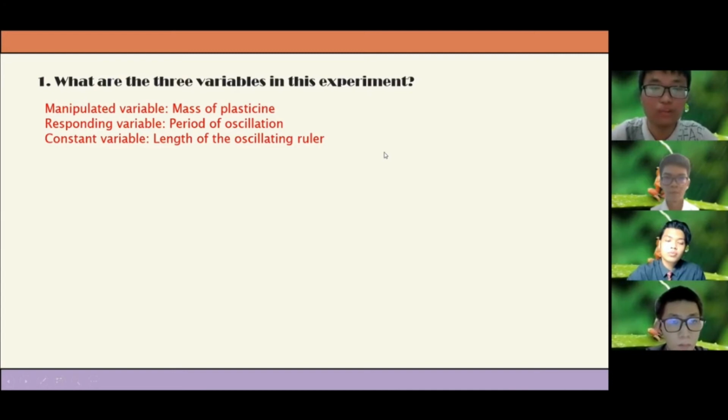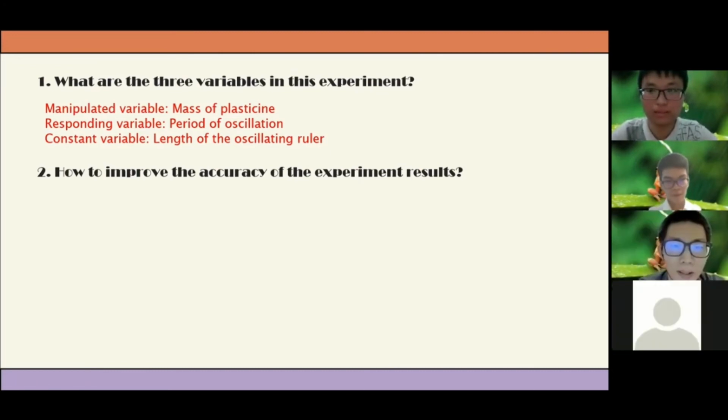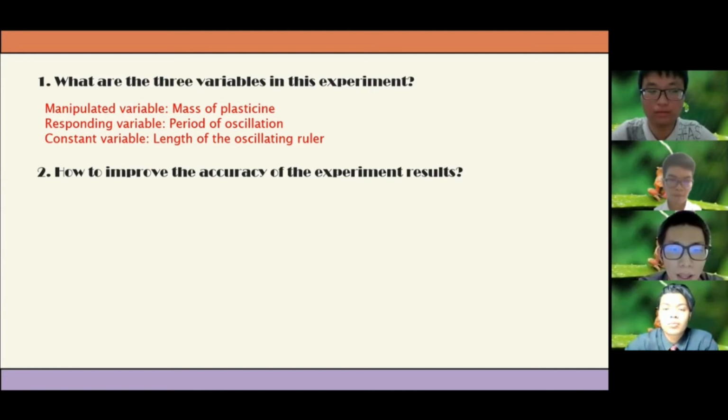How to improve the accuracy of the experiment result? Any volunteer? Or I call the name. Jiaming, can you answer this question? We can take several readings by repeating the experiment, and then we take the average value so we can avoid mistakes, errors, things like that. Yes. That's my answer.